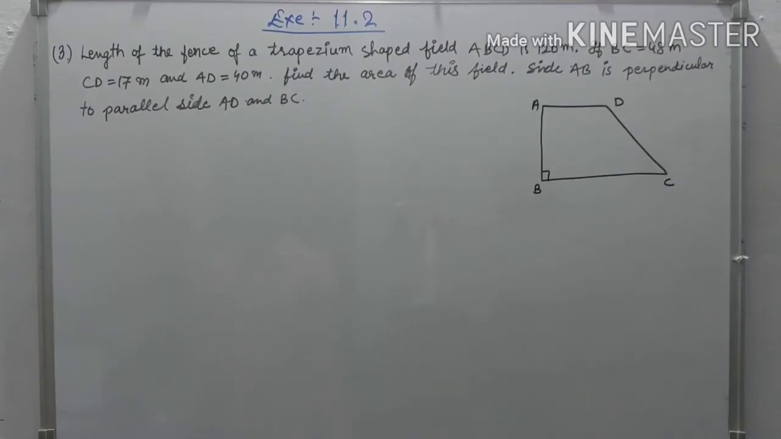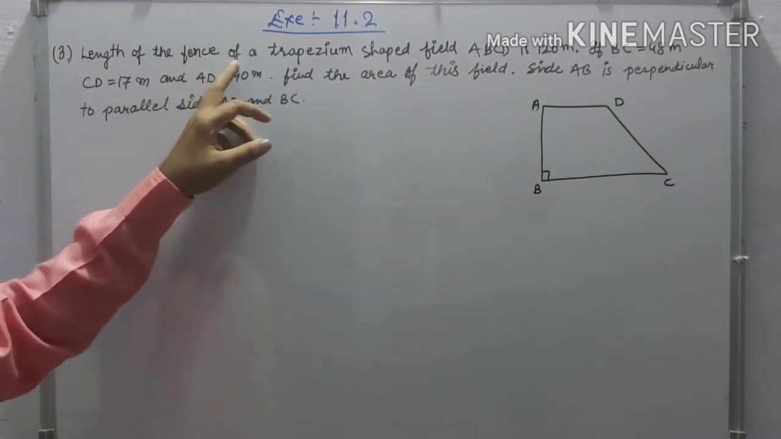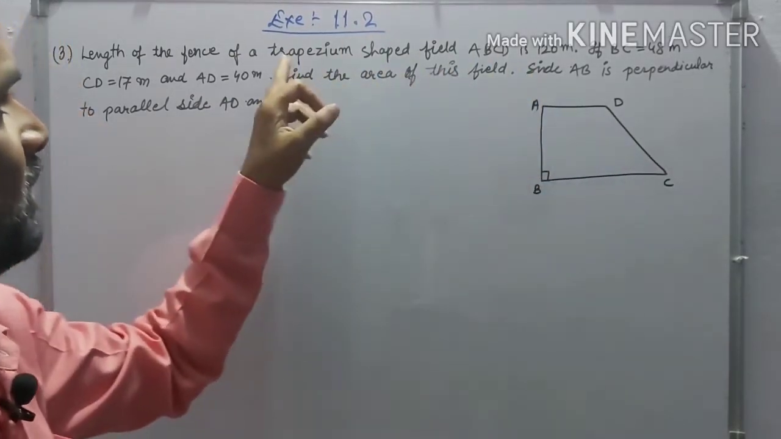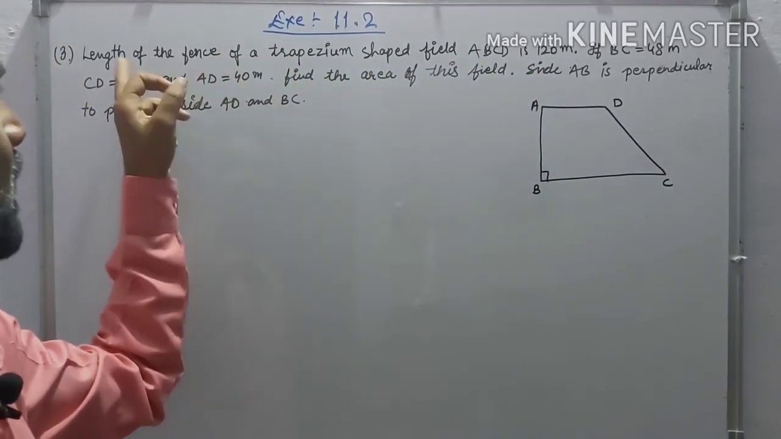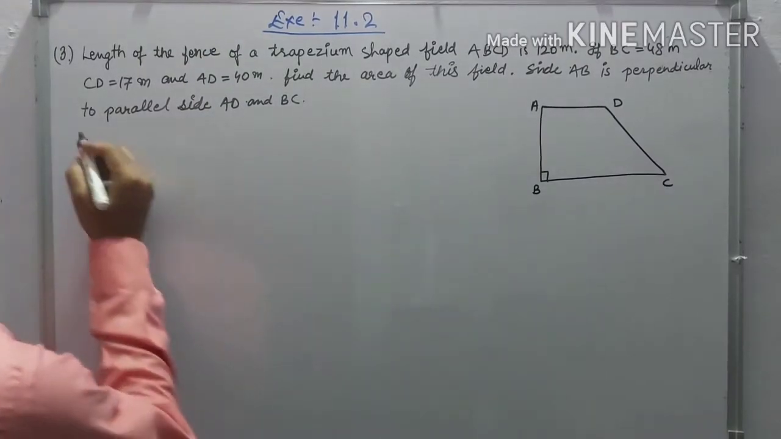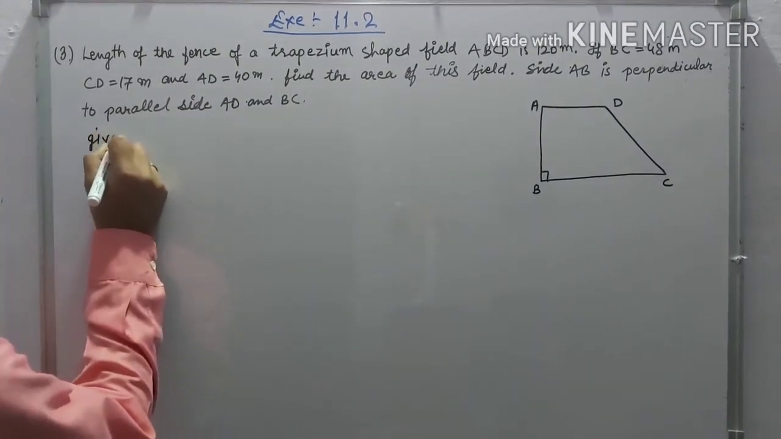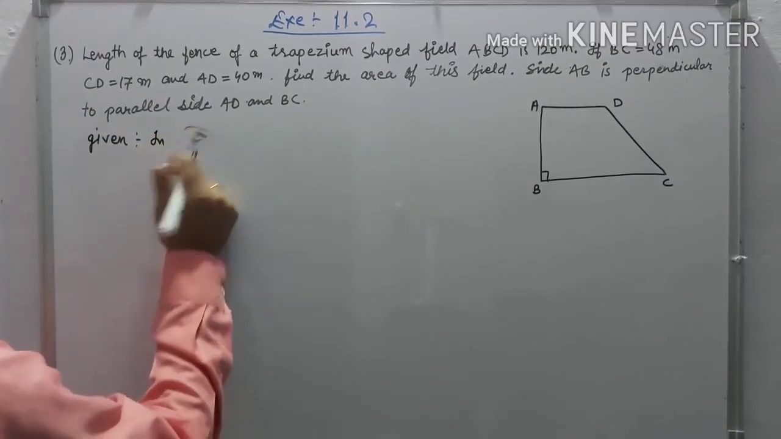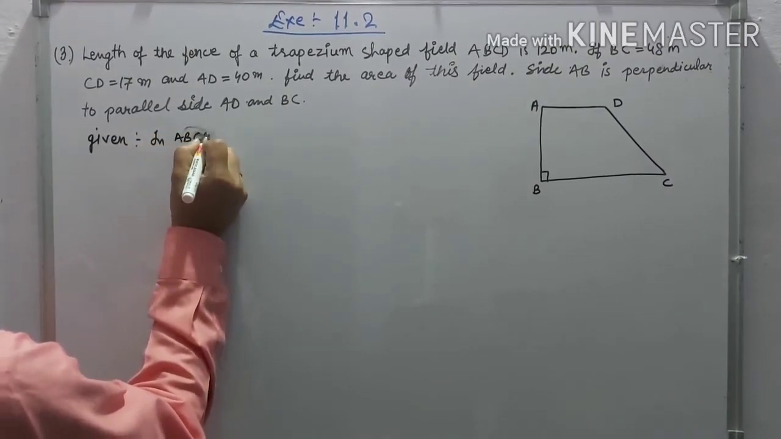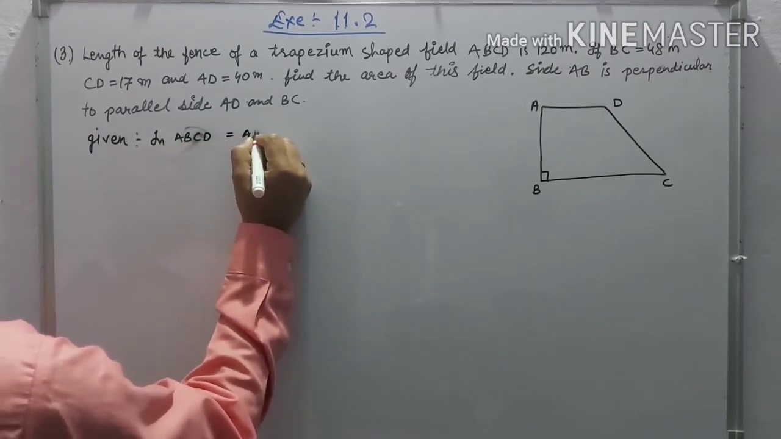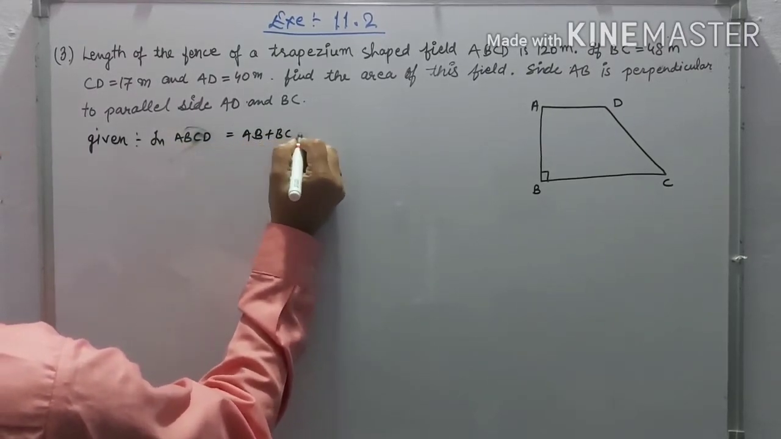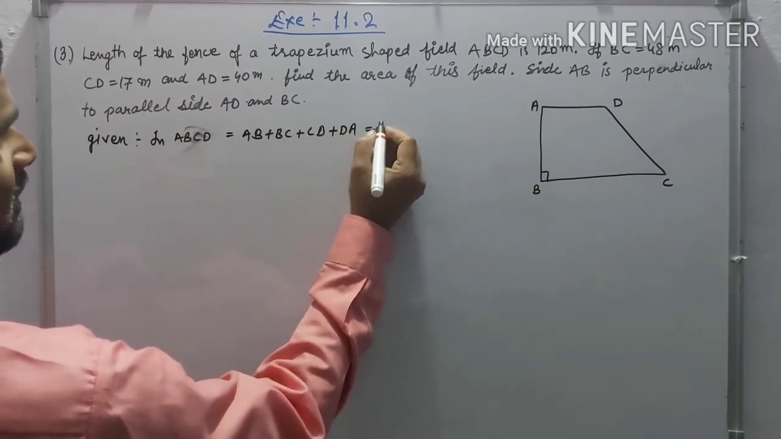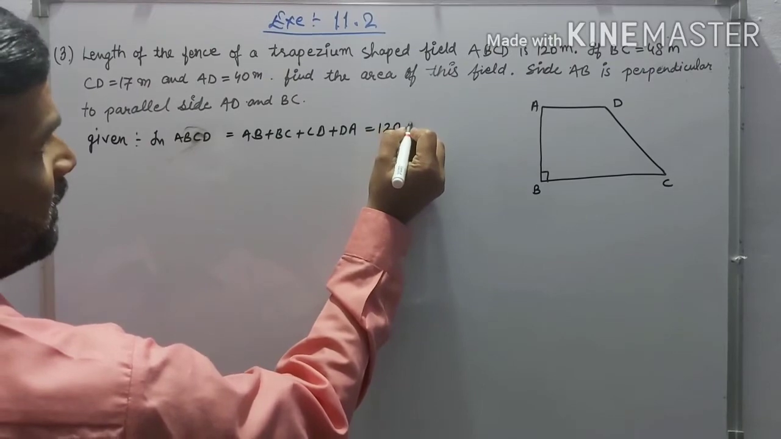Question number 3. The length of the fence of the trapezium-shaped field ABCD is given. The length of the fencing, meaning the perimeter, is equal to AB plus BC plus CD plus DA. The sum of all sides is given as 120 meters.